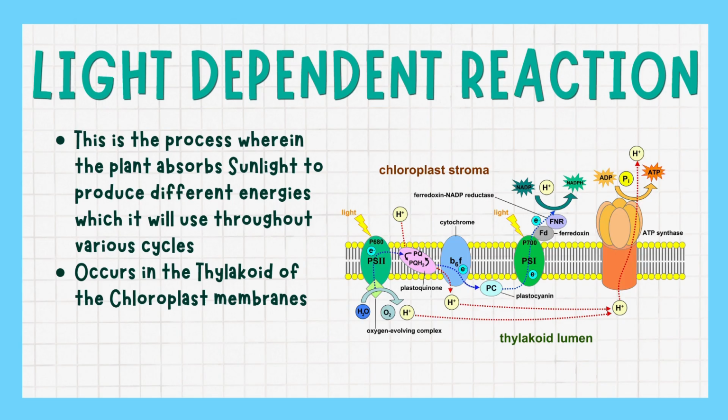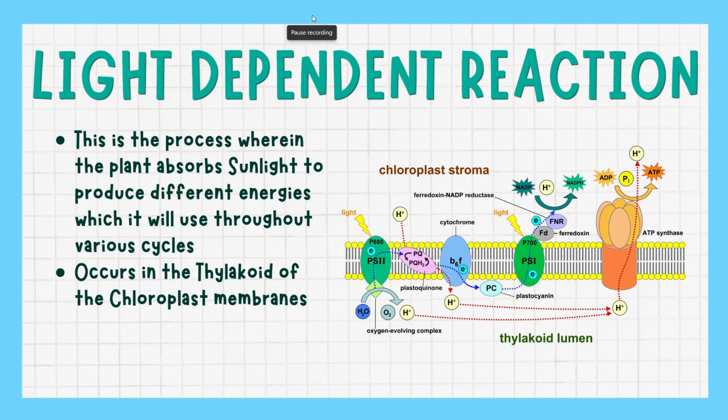So, the light-dependent reaction is the process wherein the plants absorb sunlight to produce different energies, which it will use throughout various cycles. Now, this reaction occurs in the thylakoid. It's the first step of the photosynthesis, wherein the light enters through the thylakoid and is processed by the photosystem two.